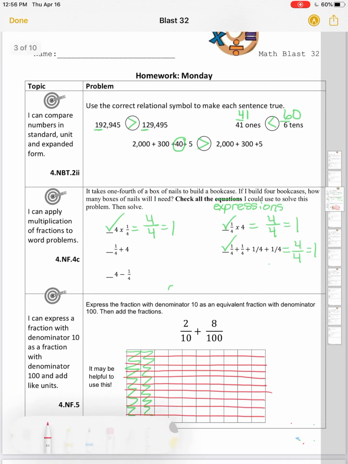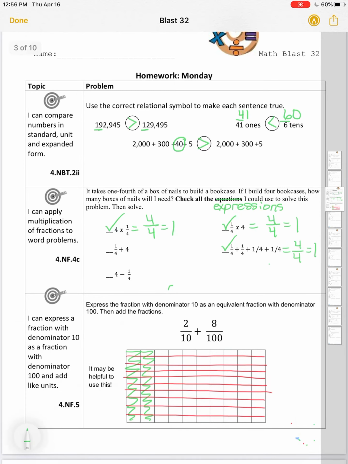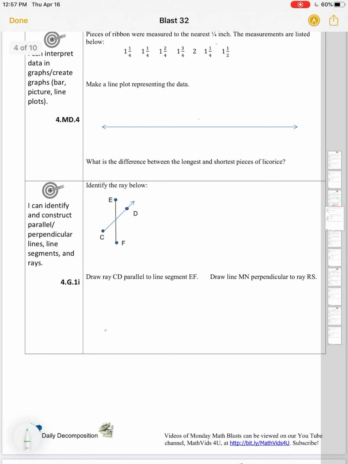Okay, so each one of my tenths has been decomposed into 10 parts, giving us now a total of 100 parts. And now shaded would be 20 out of those 100. So 2 tenths is the same thing as 20 hundredths. And when we take 20 hundredths and add that to 8 100ths, we get 28 100ths.